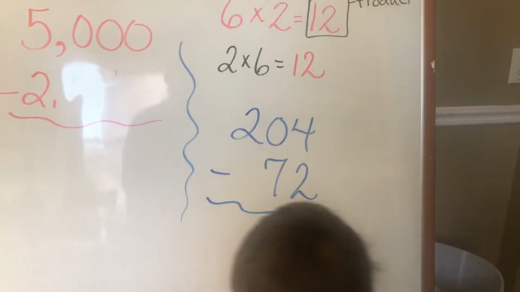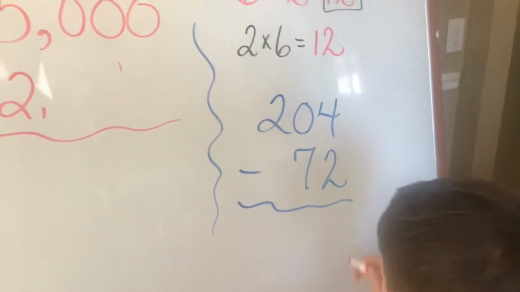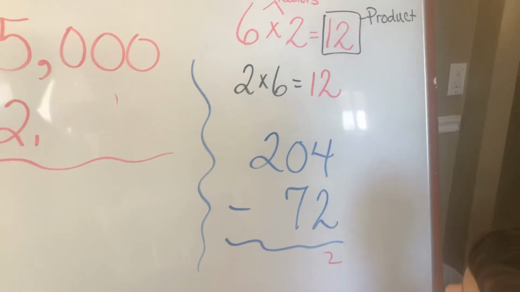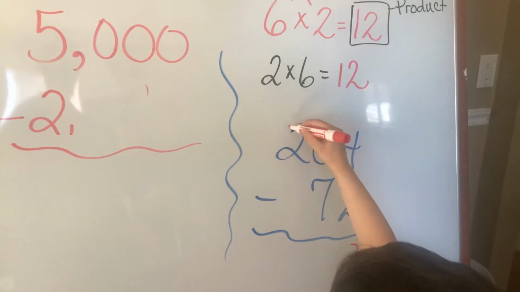He's going to look at the first problem. Is 4 smaller than 2, Ben? Yes. So we know we can just subtract. Look at the next problem. Is 0 smaller than 7? No. I mean, it is, so I have to borrow.